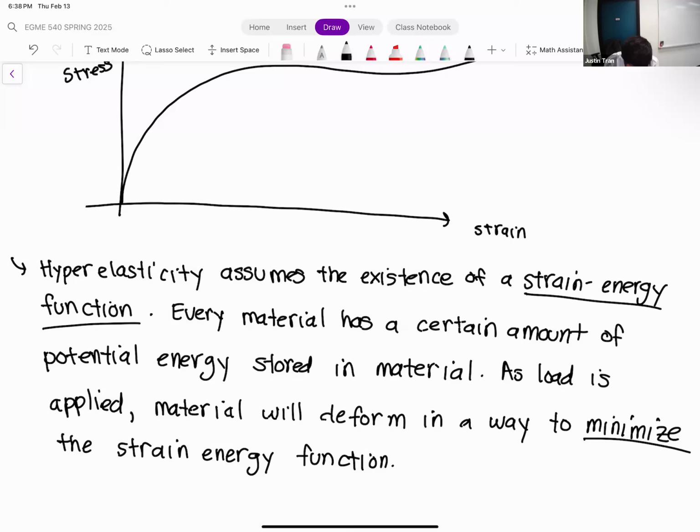It's basically a minimization problem. Okay. So the benefit of using a hyperelastic material model is that you can get very strange stress strain curves, and a lot of times these stress strain curves that result from this are a lot more consistent with the behavior of the material itself.